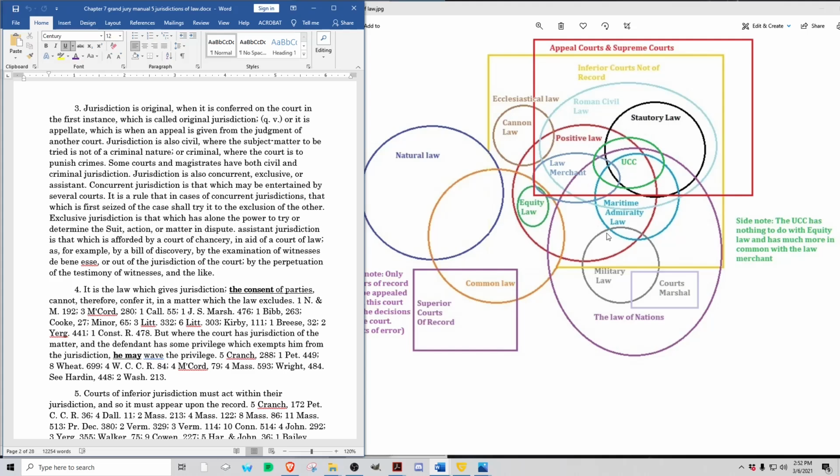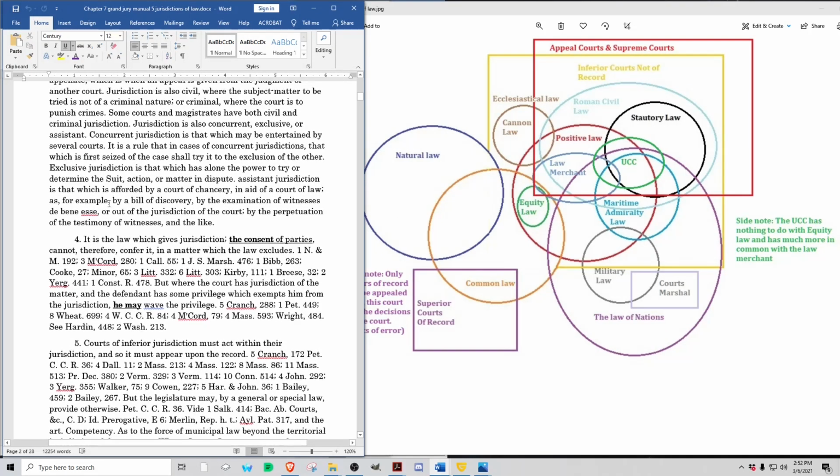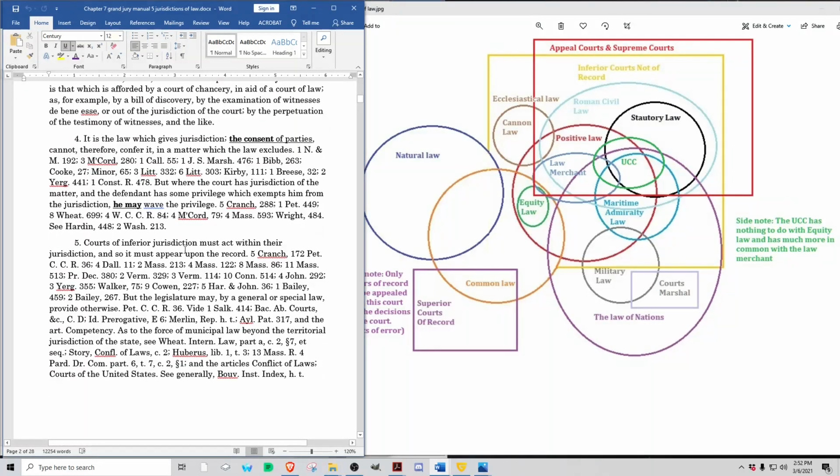So of course they legislate and create law to make it so that they control the system. No surprise there, right? So what we have to do is control our own system and say, be gone with you, which then will have original jurisdiction and also a lot of the times exclusive jurisdiction to try things like treason. Right? It all goes over here. So number 4, it is the law which gives jurisdiction. The consent of parties cannot therefore confer it in a matter which the law excludes.